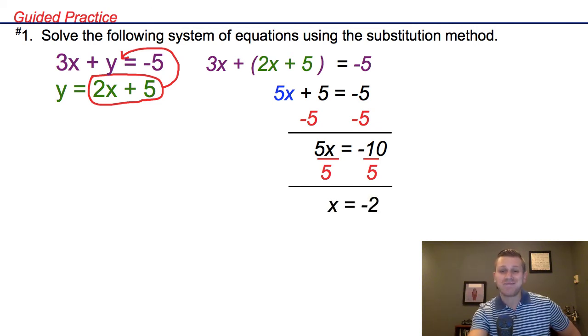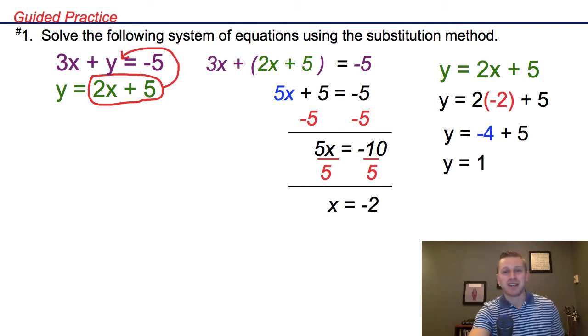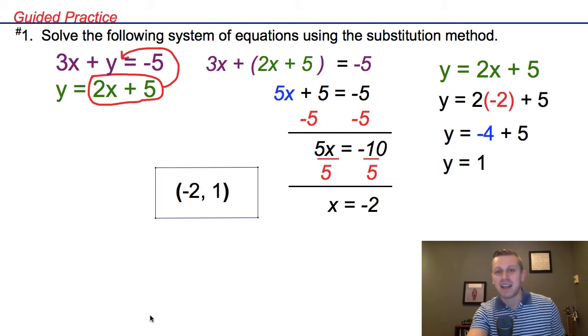Are we finished? No, no, no. We got to figure out what the y value is here. So I can plug x into either of the original equations to find y. I'm going to use this green equation. It seems to be a little simpler. Plug x in here. 2 times negative 2 is negative 4. Negative 4 plus 5 is 1. I now know that y equals 1. The solution to this system of equations is the coordinate pair negative 2, 1.